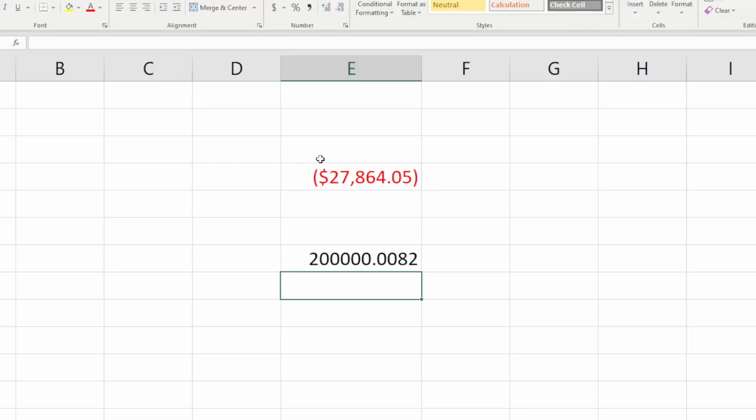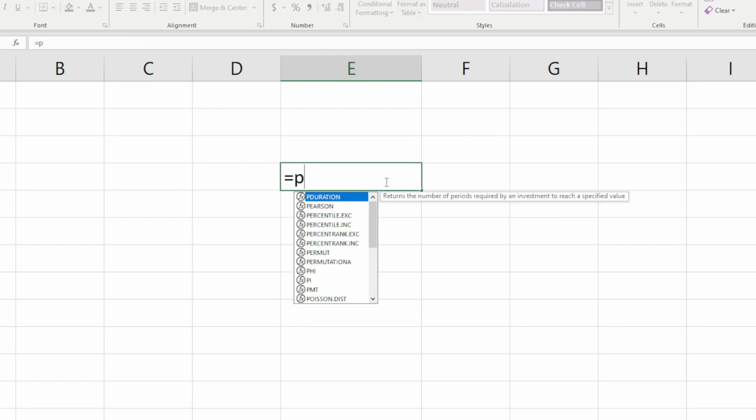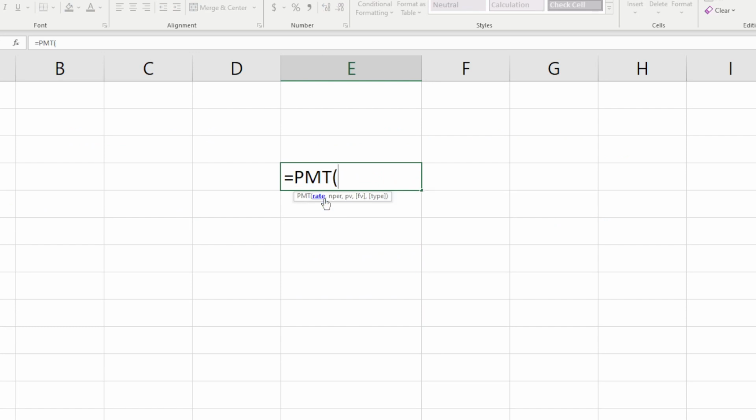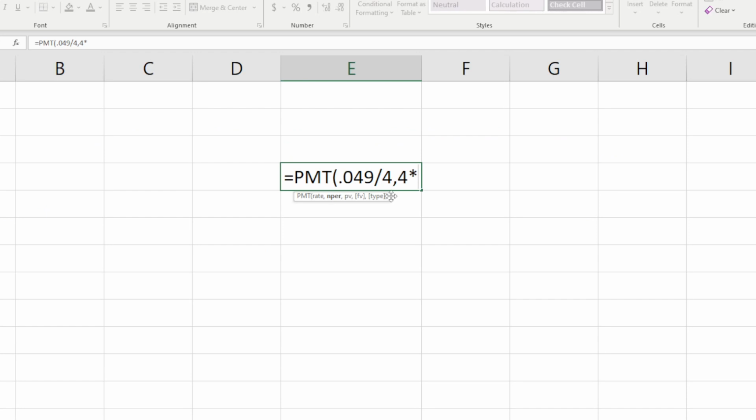So what we can do is go into Excel. I'll delete these for now. We want to find payment, so we'll do the PMT formula. The rate is 4.9, so 0.049, and then divided by 4 because it's compounded quarterly. And then 4 times 6 years. And then present value, which is 0 because we have not deposited any money yet. And we want 25,000.